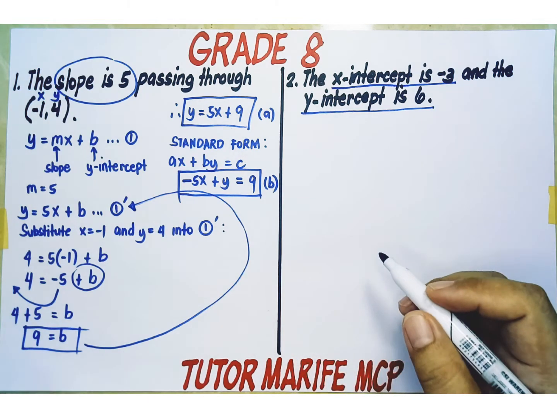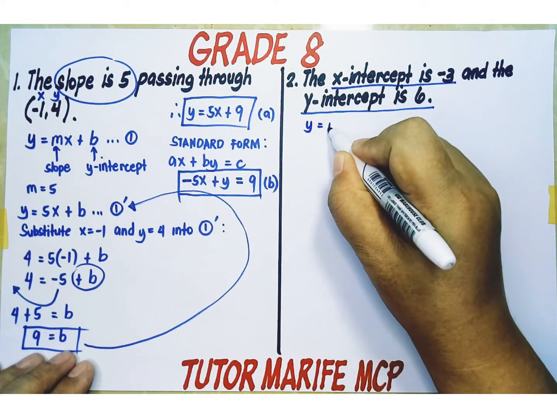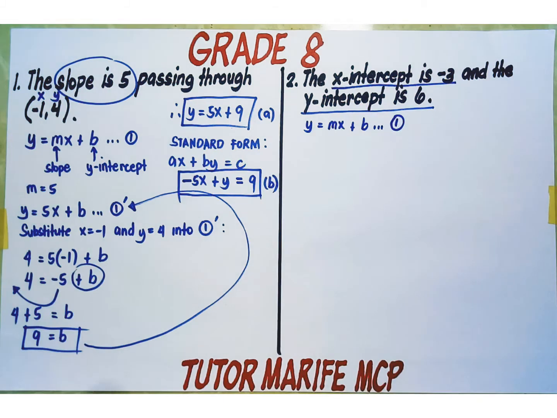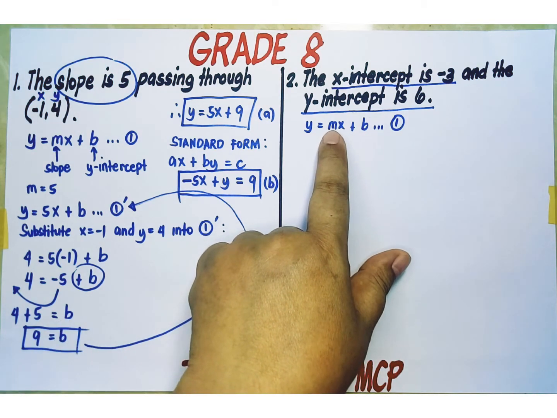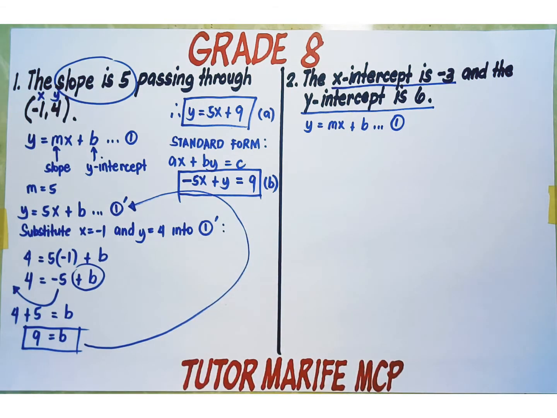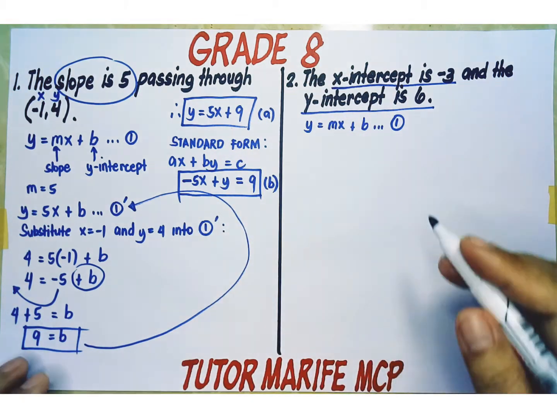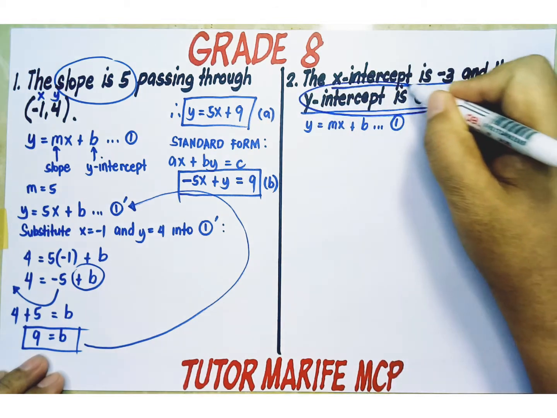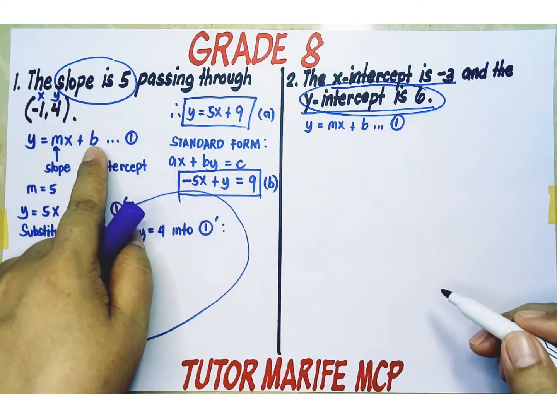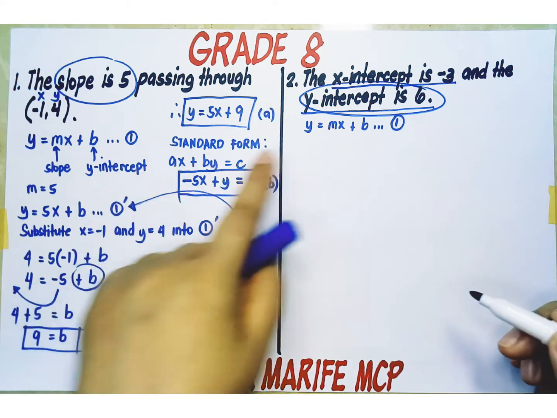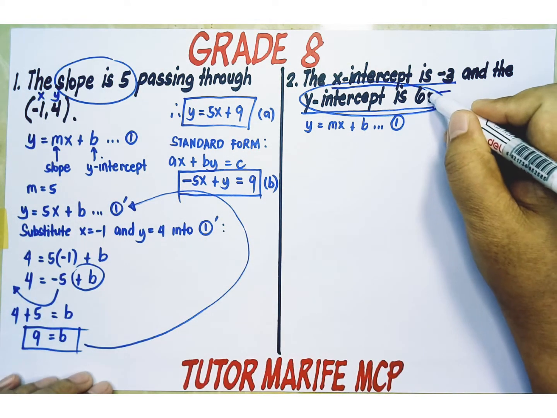Okay, so, ang start ulit natin, y equals mx plus b. Let's call this equation 1. So, pareho pa rin, ang main target natin to be able to write the equation of the line in slope-intercept form is to know m and b. Okay? So, from the given information, y-intercept is 6. Ano ang sinabi ko kanina about b? B is the y-intercept of the line. So, itong 6 na to is actually your b.